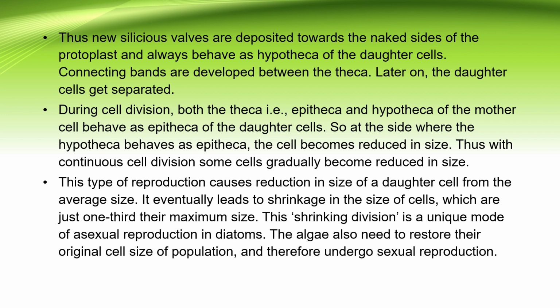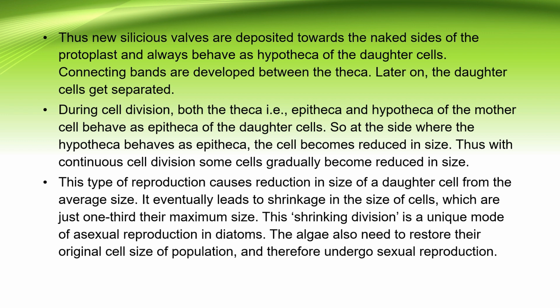During cell division, both the theca, that is epitheca and hypotheca of the mother cell, behave as epitheca of the daughter cells. So at the side where the hypotheca behaves as epitheca, the cell becomes reduced in size. This is something unique that we see only in the case of diatoms. So I think we have to concentrate here. So after the complete formation, at the side where the hypotheca behaves as epitheca, the cell becomes reduced in size.